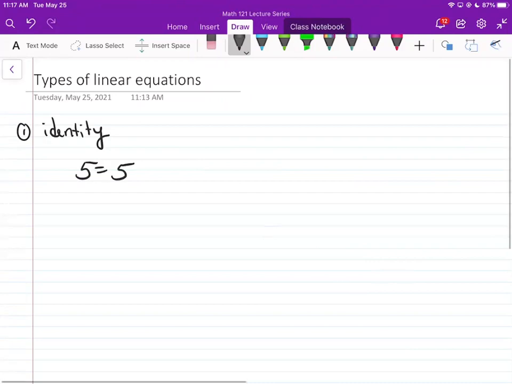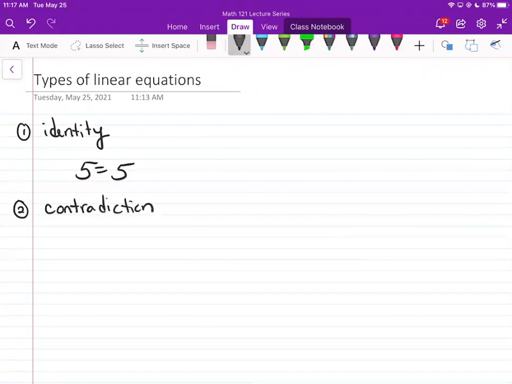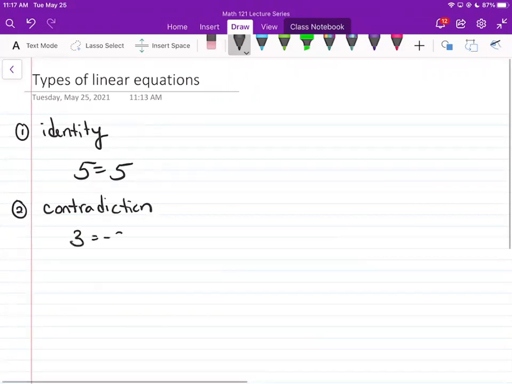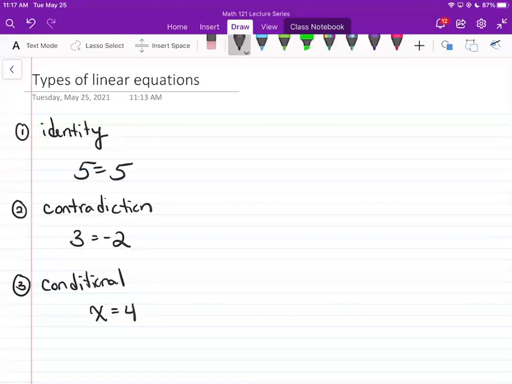The second type of situation that can occur when solving a linear equation is you end up with a contradiction, where nothing will work. In this case, you would end up with something that is never true, such as 3 is equal to -2. Last but not least, the most common type that you are probably used to dealing with is where one solution works, and this is called conditional. In this case, you end up with something like x equals 4, a single value.